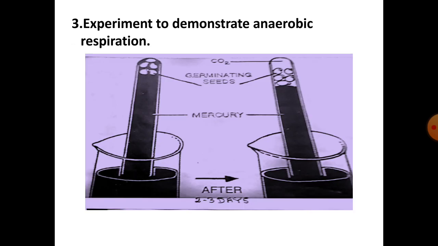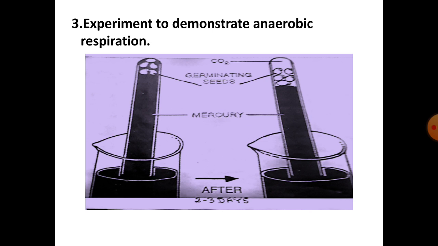Next, an experiment to demonstrate anaerobic respiration. For this, 8 to 10 soaked and peeled germinating peas are taken, and then pushed into the mouth of a test tube that is filled with mercury and inverted in a beaker. The seeds will float to the top and will be completely surrounded by mercury. But after 2 days, the level of mercury in test tube A will fall, and the liberated gas will be found to be carbon dioxide.